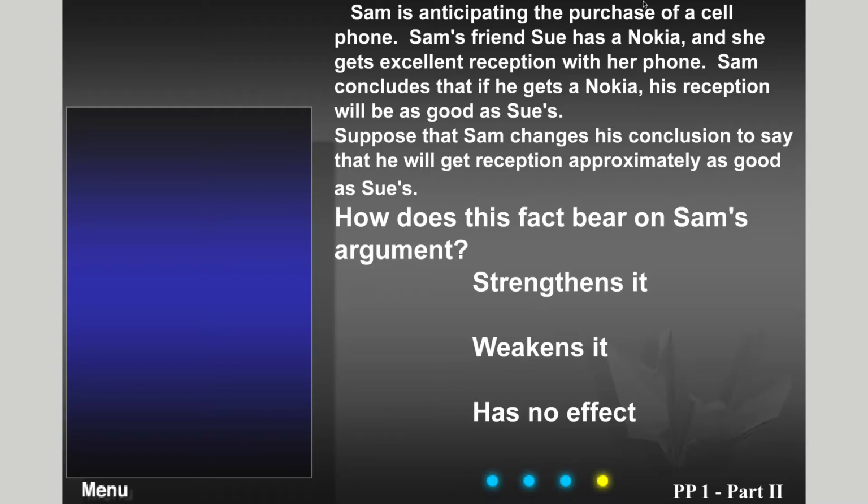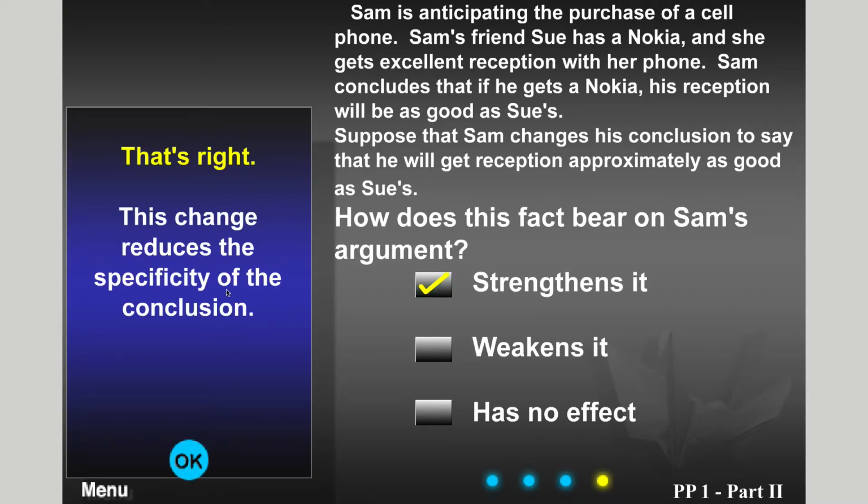So he's still anticipating this iPhone. His reception will be as good. Suppose that Sam changes his conclusion to say he will get reception approximately as good as Sue's. That is, if memory serves, I think he said he would get the same reception. So this is approximate. He's weakening the conclusion, so he's strengthening the argument, right? It's not as specific. It's approximately as good as Sue's, not the same as Sue's. See how it's different?